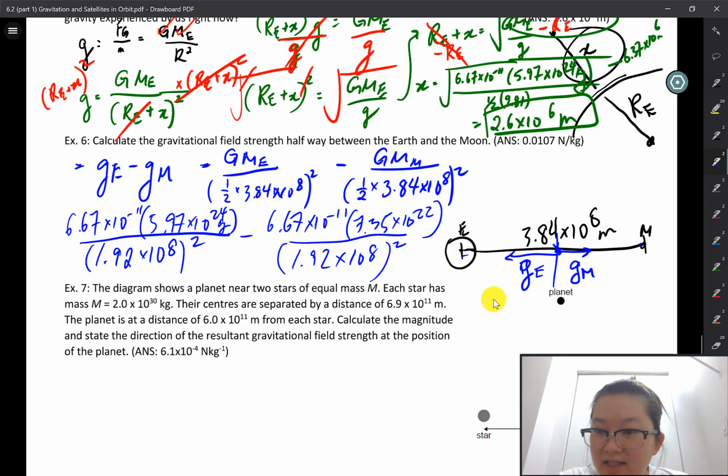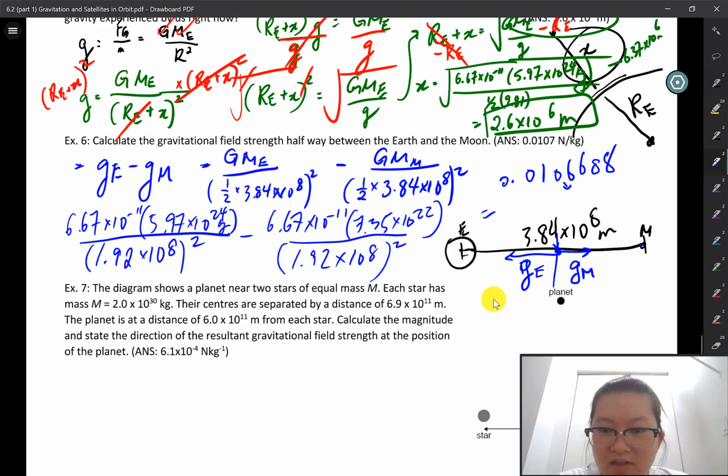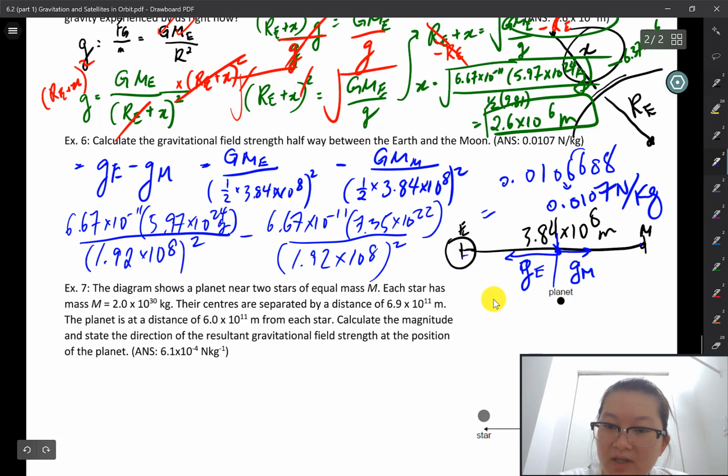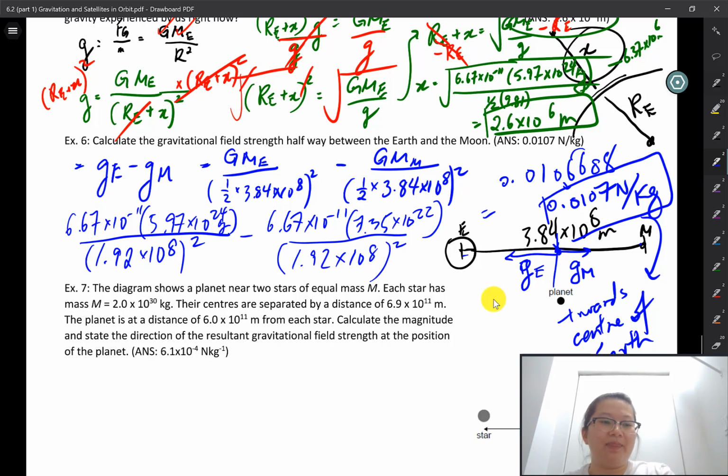Okay, time to put everything into the calculator. I get my final answer to be 0.01066688, which is going to round to 3 significant figures, 0.0107 newtons per kilogram. And I would actually say the direction here is towards the center of Earth, okay? Because this is a vector that we're talking about. Unless it asks for the magnitude, then you're fine, but it's not. So please include direction when a vector is involved.